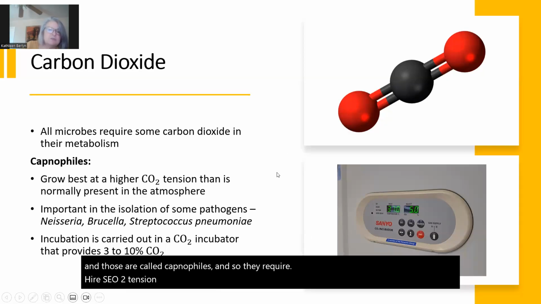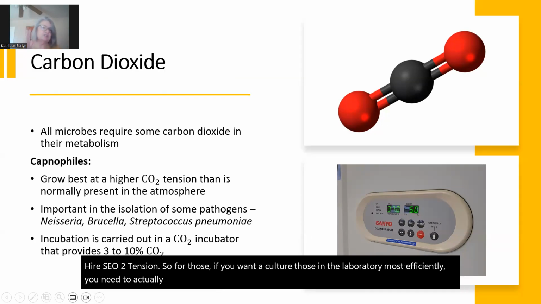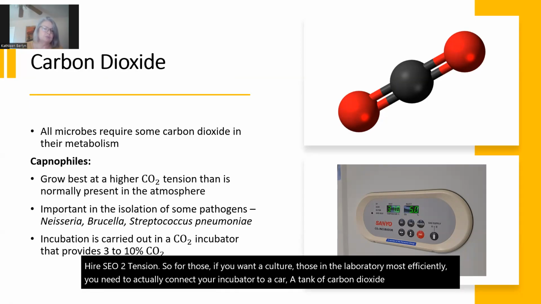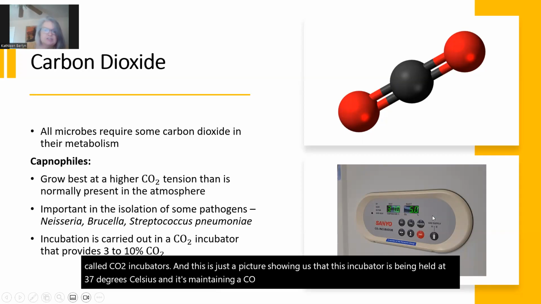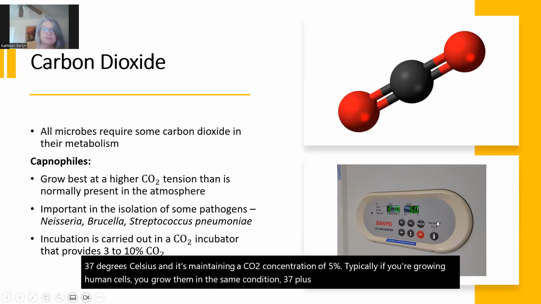So for those, if you want to culture them in the laboratory most efficiently, you need to actually connect your incubator to a tank of carbon dioxide. And those are called CO2 incubators. And this is just a picture showing us that this incubator is being held at 37 degrees Celsius, and it's maintaining a CO2 concentration of 5%. Typically, if you're growing human cells, you grow them in the same condition, 37 plus 5% CO2.